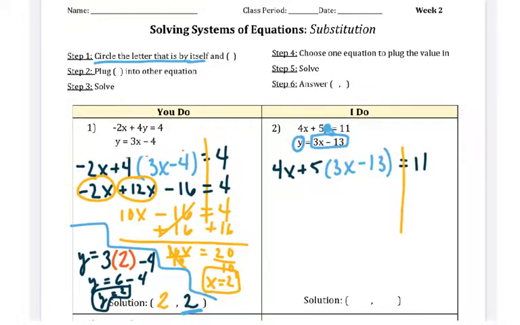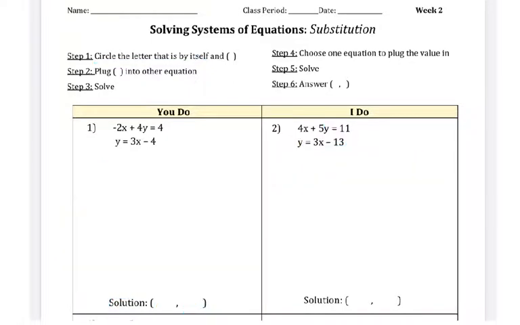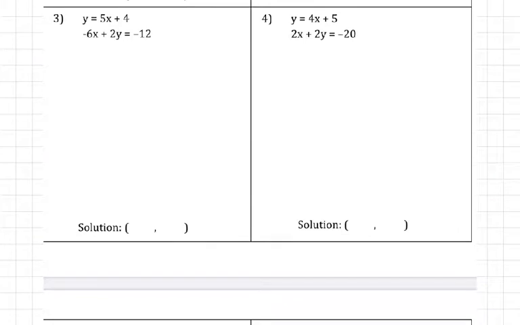Okay, so go ahead and work through this and see what you get. Solve for x, and then plug it back in to solve for y. Go ahead and try number 2. Okay, when you're ready, let's take a look at number 3.